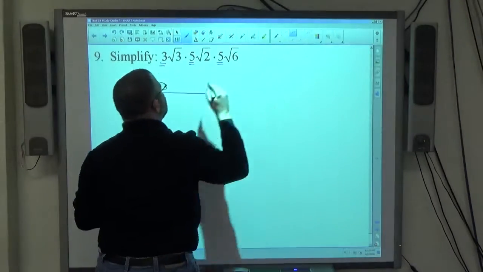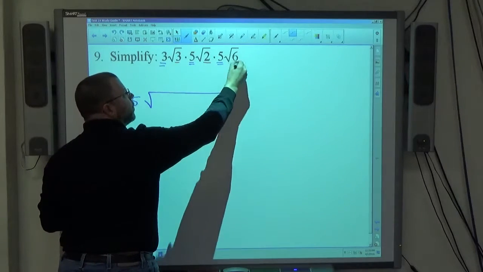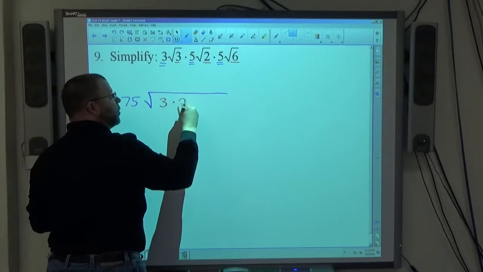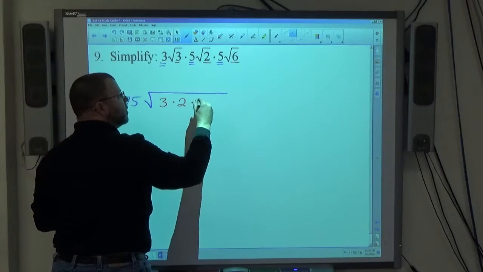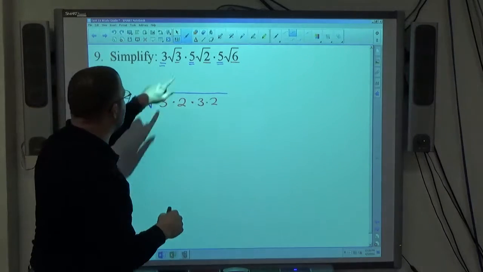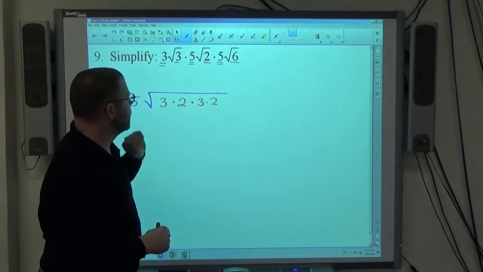And then for the square roots, instead of multiplying the square root stuff together, I'm just going to factor it the rest of the way. So what I have is 3, 2, and 6. 3 is 3, 2 is 2, both prime. 6 is 3 times 2. You want to break down every number into its prime factorization. 3 already is prime, 2 already is prime, 6 breaks down to 3 times 2.